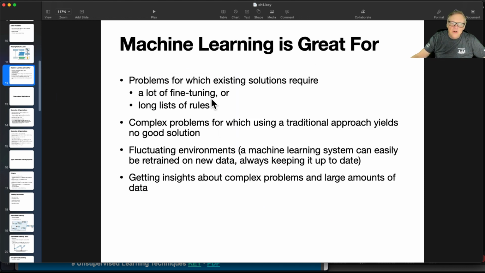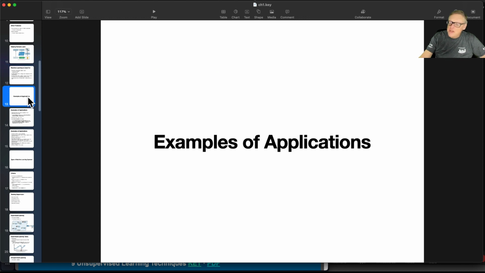So it's great for certain problems with long lists of rules, complex problems, fluctuating environments, and things like that. As I mentioned before, it's not so great for things like looking up data in a SQL database. It's particularly bad at that, at least the large language models are.